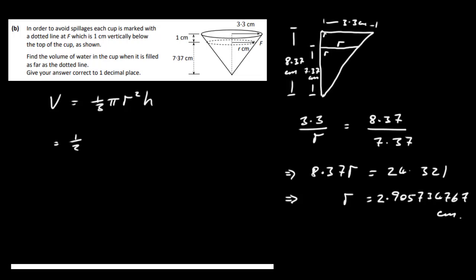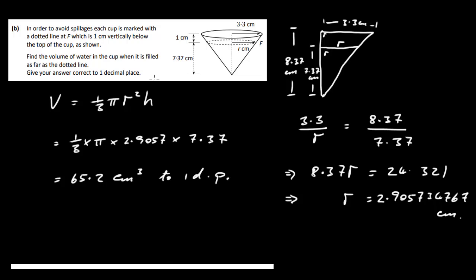Okay, so now we have everything we need for our volume equation here. So we're going to multiply 1/3 by pi by our radius, which is 2.9057, squared. I'm just going to stop there because we only need our answer to one decimal place. So I've got 4 decimal places there, which should be plenty. And then we've got to multiply that by our height, which is 7.37. When you do all of that, you get 65.2 cubic centimeters. That's to one decimal place.